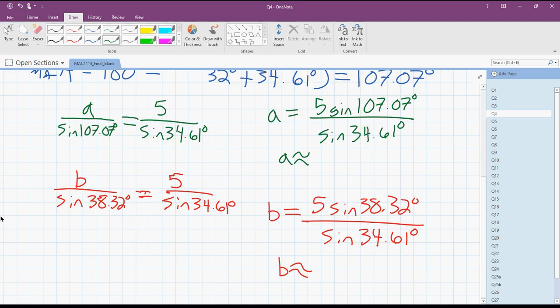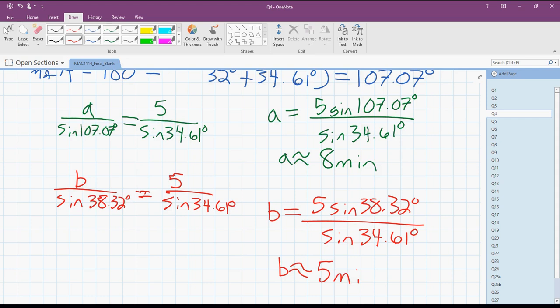So what would a be? 8, and it's in miles. What would the b be? 6? No, b's not 6. It should be 5. 5 miles.